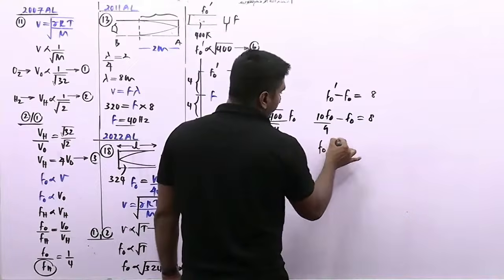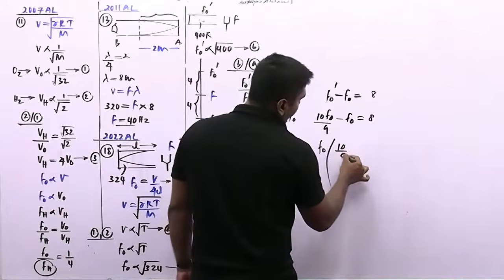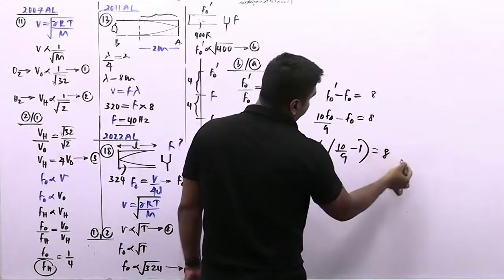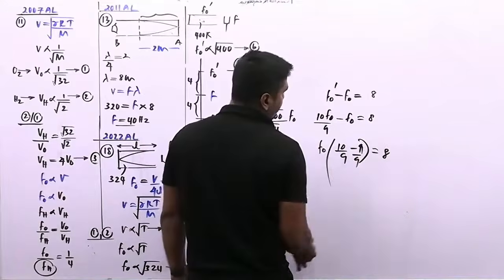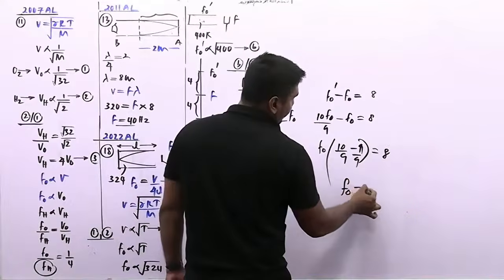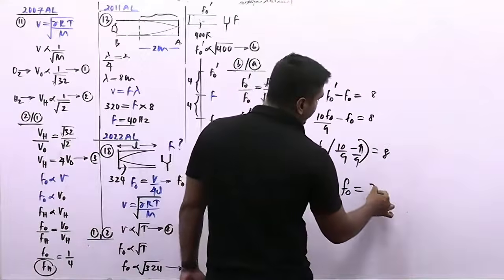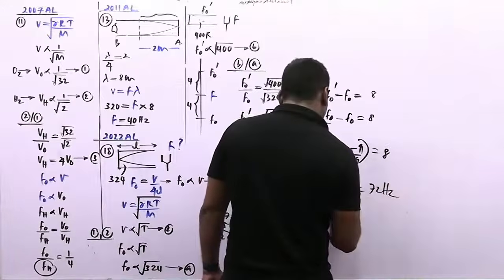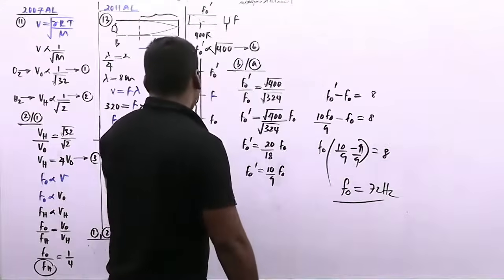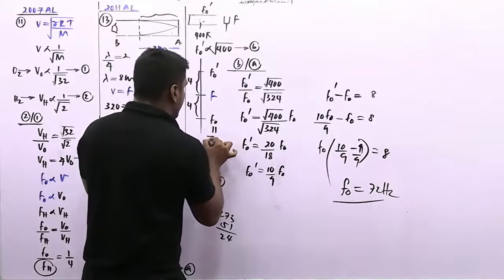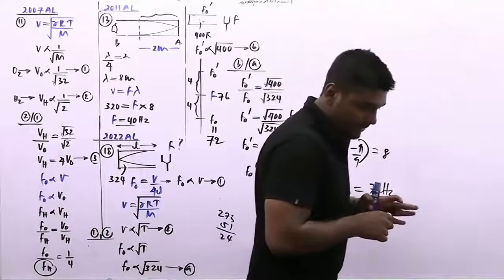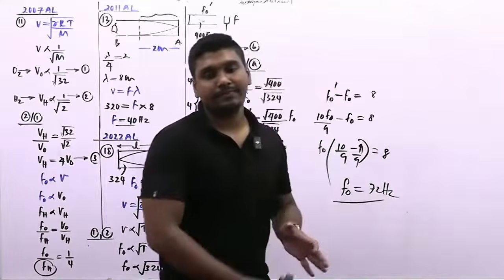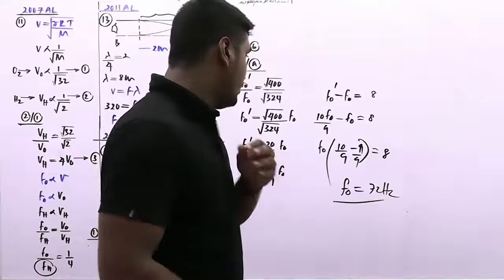Finally, taking f naught as the common factor, 10 over 9 minus 1 is equal to 8 over 9. Finally, you are getting the answer. F naught is going to be 72 hertz. F naught 72 hertz means what is your f value? 76. Done and dusted.